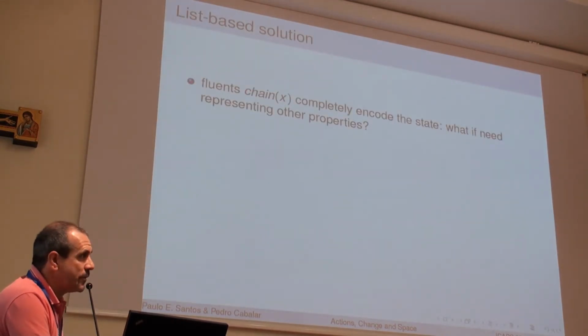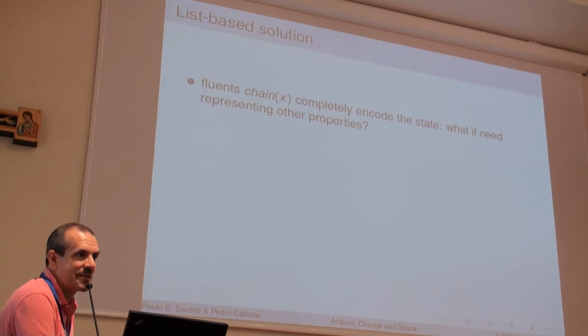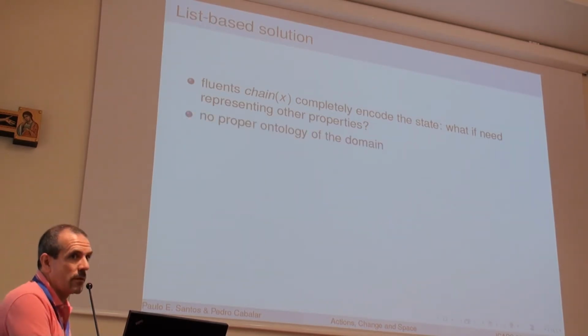From the formal point of view, what we tried was to avoid the use of this fluent, because if you think about it from the formal point of view, this fluent is encoding the whole state. So you are just actually playing with lists. The list is like a representation of everything you have in the state. So from the reasoning about actions point of view, this is not very elaborate. You actually don't have a description of the ontology of the domain.